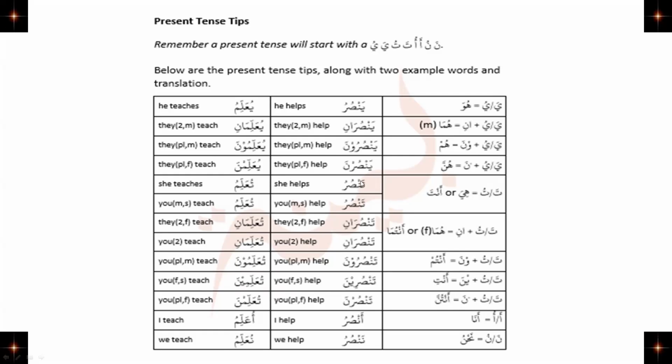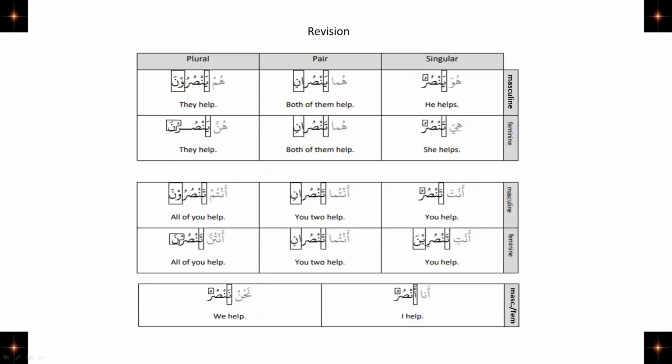At the top here we have ya or yu plus na. The difference between hunna and antunna is that both of them have the nun at the end, but this one has the ya at the beginning and this one has the ta at the beginning. And then the last one is a or u plus na. So for ana, I will say ansuru, and for nahnu, nansuru.